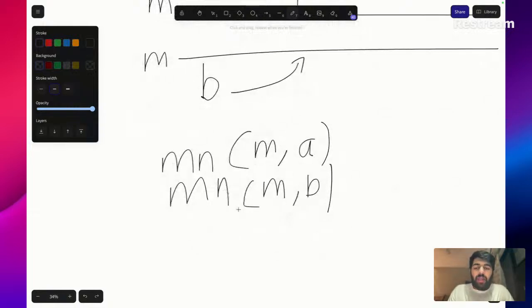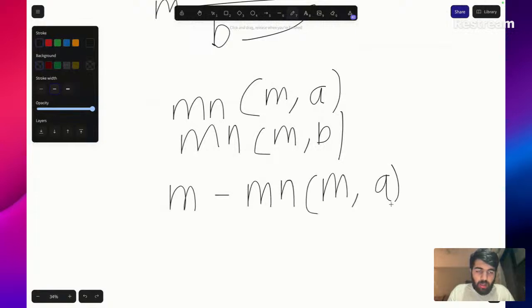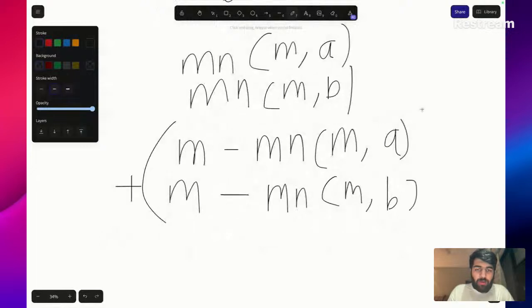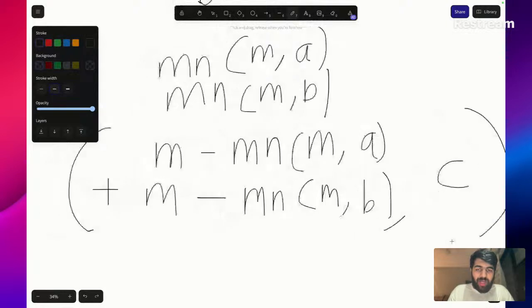That is why. And now coming to the C value. It will be M minus the minimum of M and A, plus another M minus the minimum of M and B, and this whole value, and then the minimum of this whole value and C.